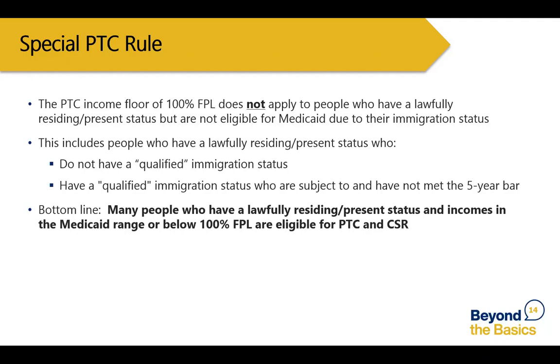So that's one group. The other group will be people who do have a qualified immigration status, but they are subject to the 5-year bar, and they have not met the 5-year bar yet, right? So the bottom line is that there are many people who have a lawfully present or lawfully residing status and who have incomes that are in the Medicaid range or whose income is below 100% of the federal poverty line, and they are eligible for premium tax credits or cost sharing reductions.